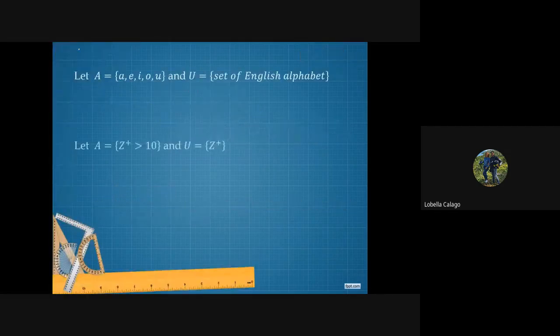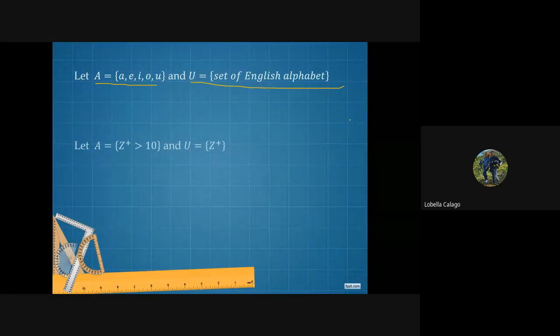Okay, for example, we have the set A and the universal. Mostly kasi kailangan mo ng universal para sa complement. Kasi ang complement is anong sets meron sa U na wala sa A, yun ang complement. For example, U is the set of English alphabet and A is all of the vowels. Therefore, ang A complement are all consonants.